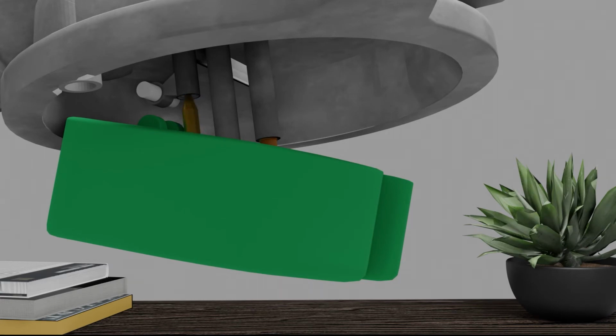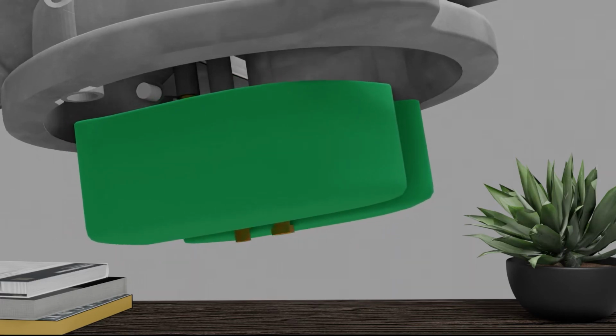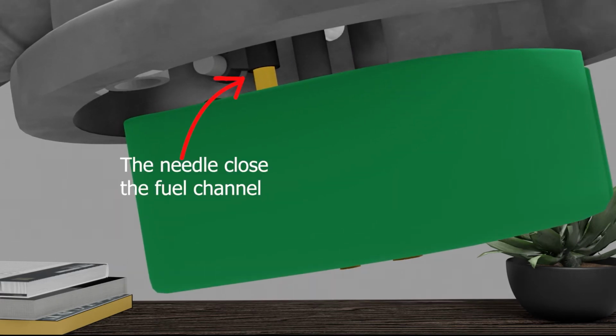When the fuel is full, the buoy will move up. This movement will push the needle upward. When the needle is stuck in the top position, the fuel channel is closed and no more fuel flows into the bowl.